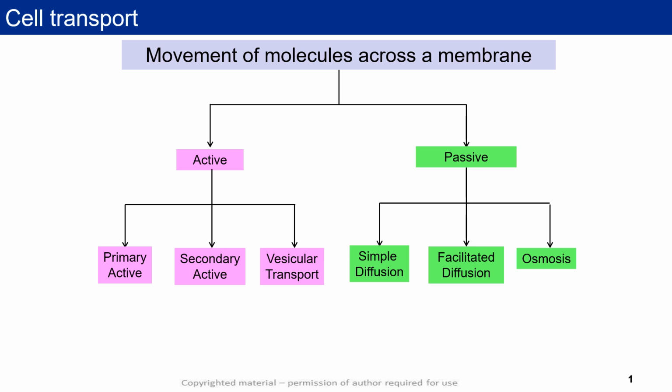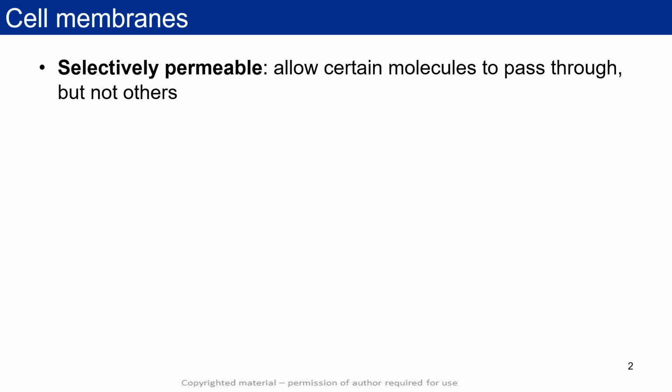We'll discuss some of the mechanisms of cell transport now. Cells are selectively permeable because the membrane allows certain molecules to pass through it, but not others. This ability is critical because it allows the inside of the cell to differ from the outside environment, and by extension, allows the inside of the body to differ from the outside environment.